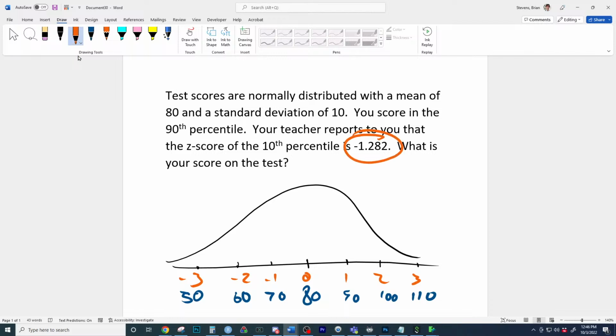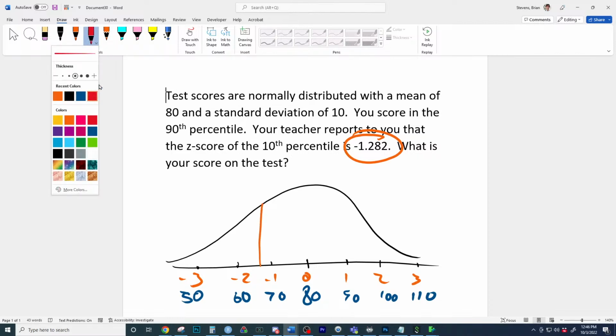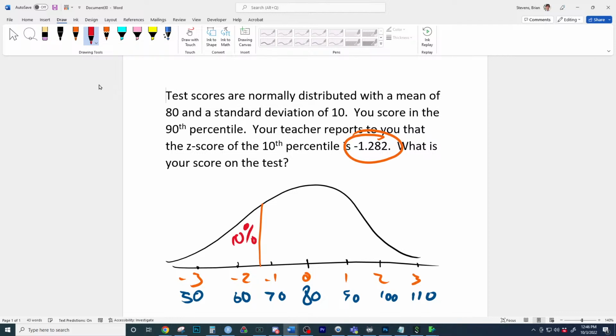And so this is the z-score for the 10th percentile, meaning 10% of the area is below. So that's where the 10th percentile is at. So now we know where the 10th percentile is at. So the 90th percentile would be where? Is the first thing to solve. The 90th percentile. Great job, Chase, right there showing it.